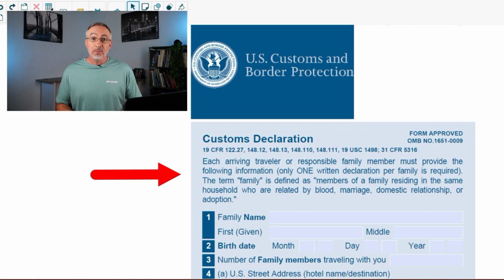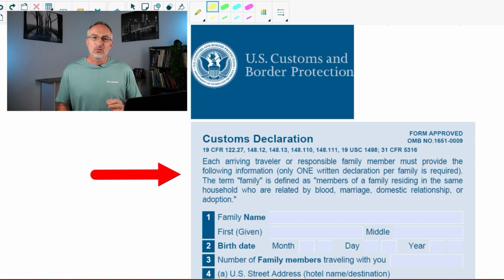And it says the term family is defined as members of a family residing in the same household who are related by blood, marriage, domestic relationship, or adoption. Okay, so the term family, right? If you're going to fill out one per family, it's important to know what they mean by a family. That's anybody related by blood, so your children or your parents. Marriage, of course, your husband or your wife.